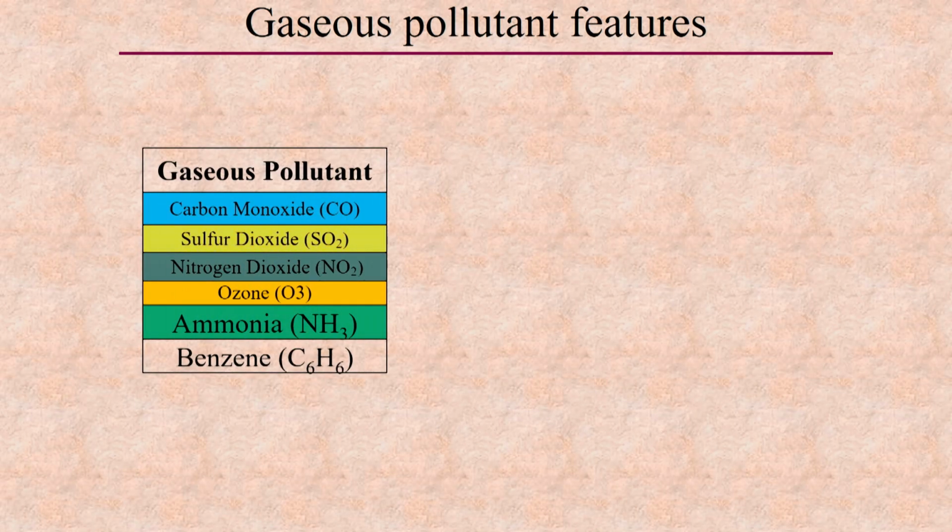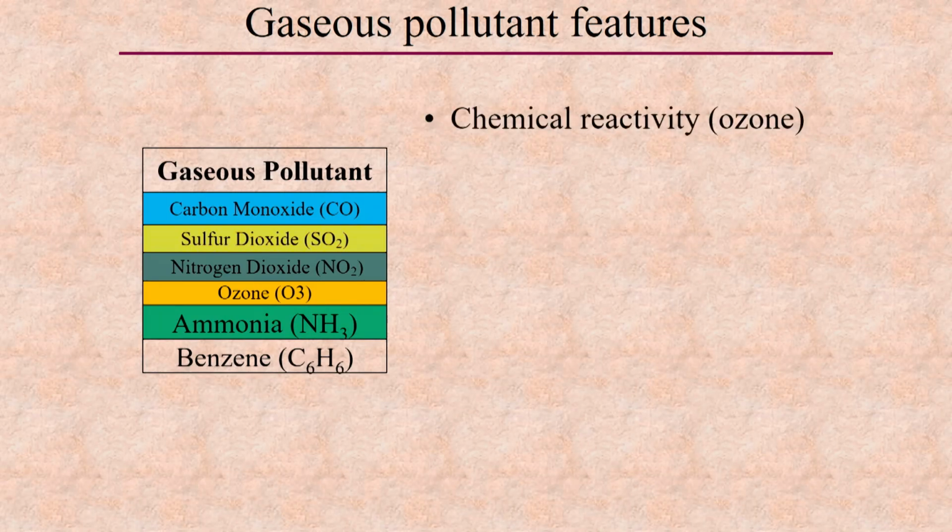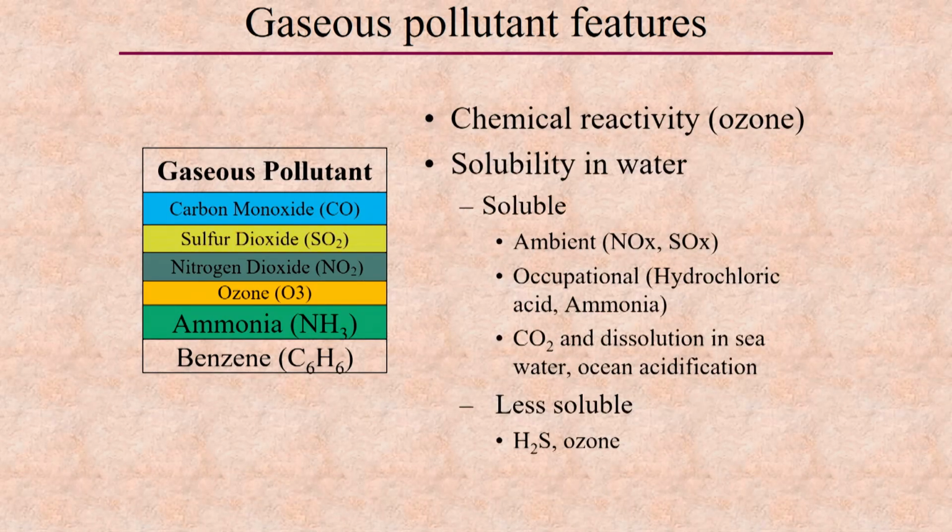In the gaseous air pollutants, I told about these 6: carbon monoxide, sulfur dioxide, nitrogen dioxide, ozone, ammonia and benzene. These are the 6 that are established, and if you talk about chemical reactivity, for example, ozone is highly reactive and it can form lots of secondary aerosols by forming OH radicals and by reacting itself. Some of these species are soluble in water, for example, ambient NOx and SO2. So, this is another problem when we inhale lots of nitrogen dioxide, oxides of nitrogen and SO2.